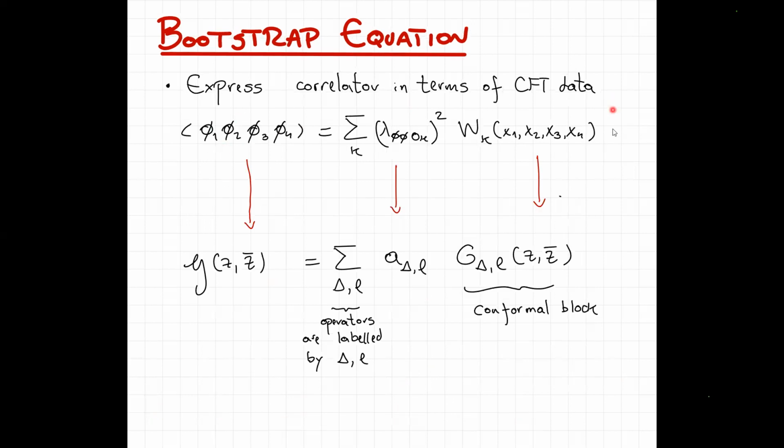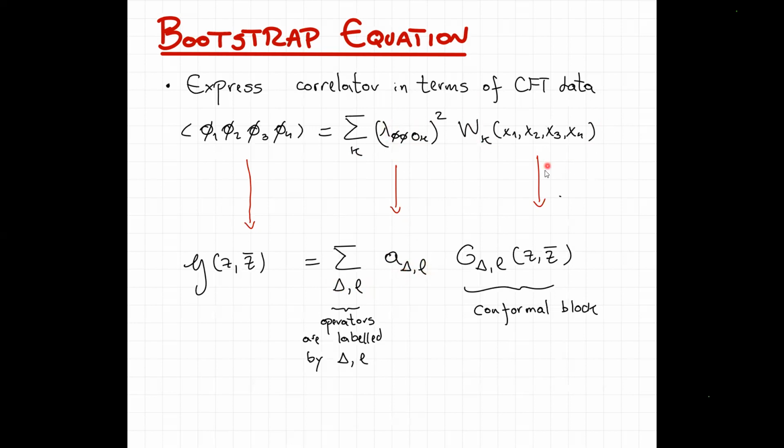So I can take this equation and write it in a different way. If I work in terms of the conformally invariant data, then this becomes that function g of z, z bar. The sum over operators is now a sum over the quantum numbers of the operators. The OPE coefficient squared, I'm going to call it A, and it depends on the operator that I'm exchanging, so on its quantum numbers, delta and L.